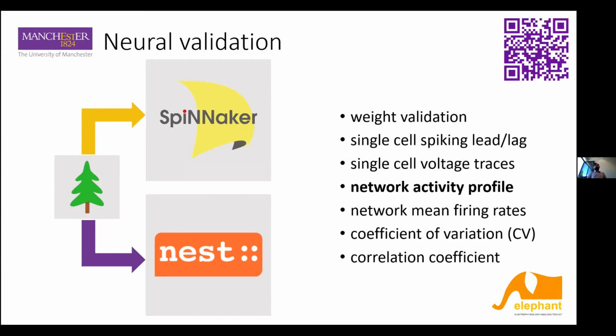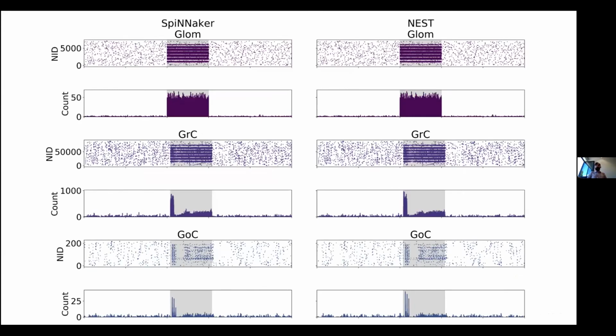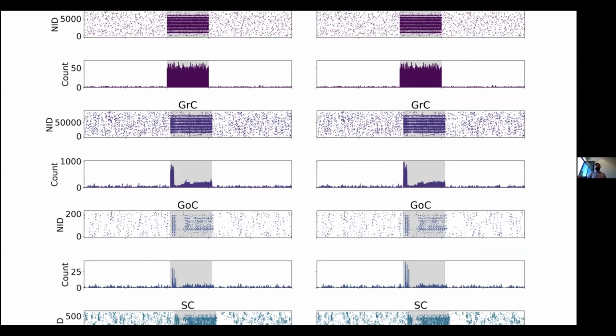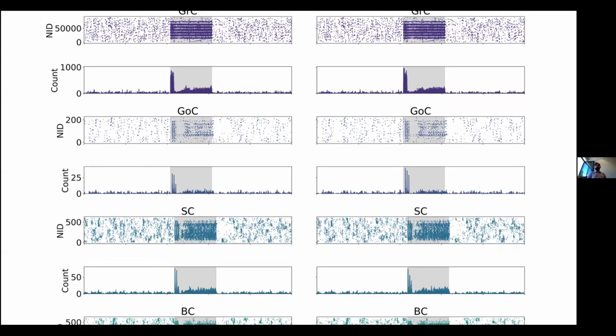And I can sort of show you vaguely what at the top level this would look like. You can have a look at the raster activities and the peristimulus time histogram pairs for each of the populations in the model, left with SpiNNaker, right with NEST. And you can immediately, just by looking at the bins, tell that there's a difference between SpiNNaker and NEST. They're not identical. And this is of course expected.